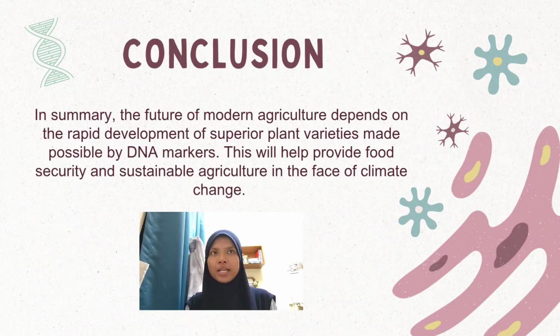Conclusion. In summary, the future of modern agriculture depends on the rapid development of superior plant varieties made possible by DNA markers. This will help provide food security and sustainable agriculture in the face of climate change.